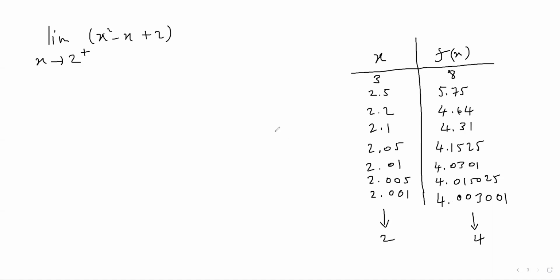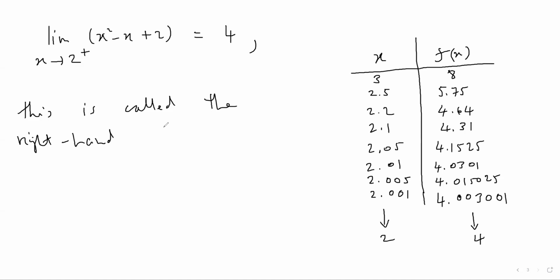But we're doing it now from the right. So basically the limit of the function when x approaches 2 from the right is simply equal to 4. Therefore, this is called the right-hand limit. If you're approaching from the left, that's the left-hand limit. Approaching from the right is the right-hand limit. That's what we call this.